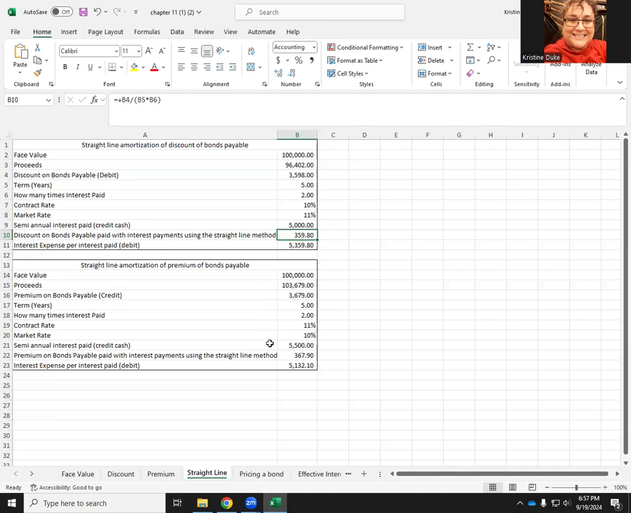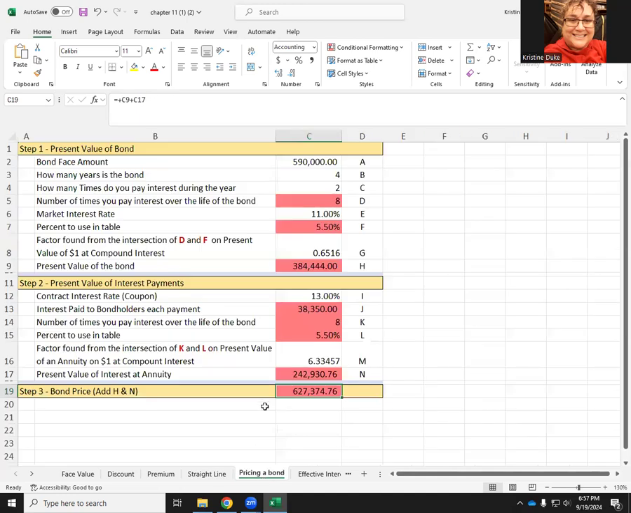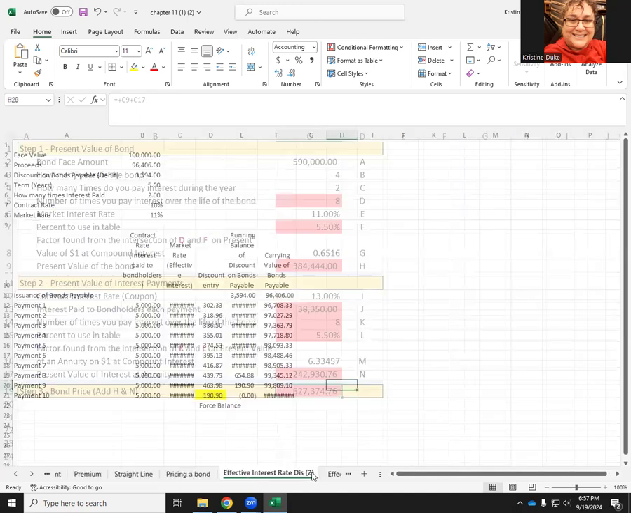And this one here is premium, and it does exactly the same thing. So here the bond was issued face value 100,000, but the proceeds were 103,679. That's a premium of 3,679. Term is 5 years. Semi-annual interest, that's 10 interest payments. Divide that by 10. There we go. Okay. So that's that portion. Here's the pricing of the bond.